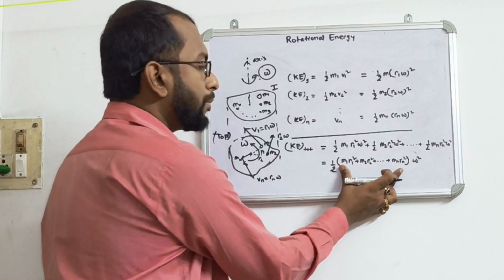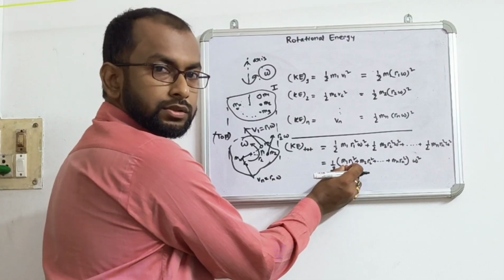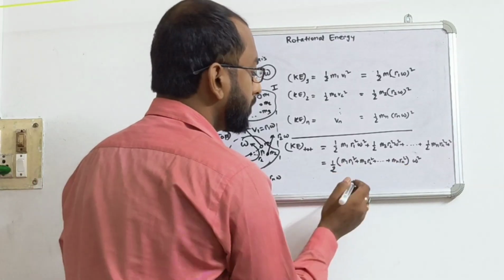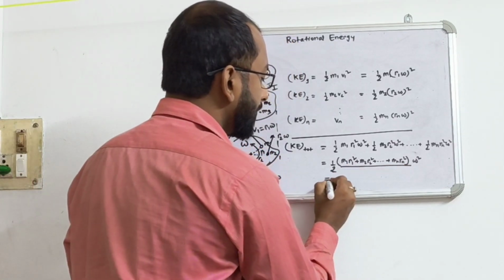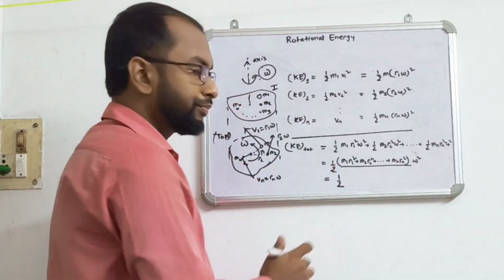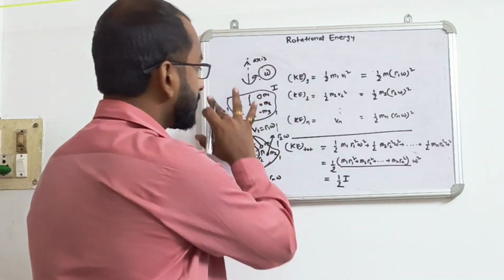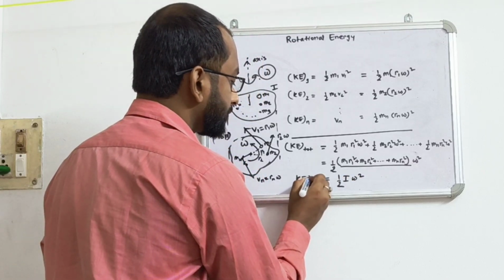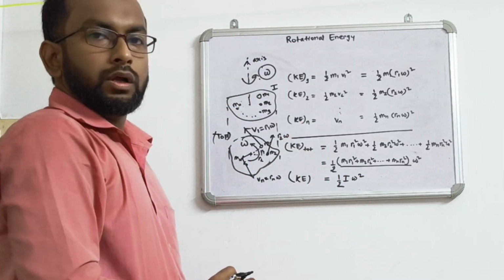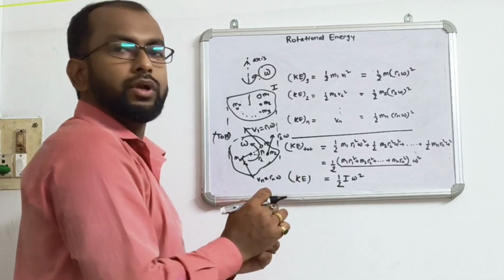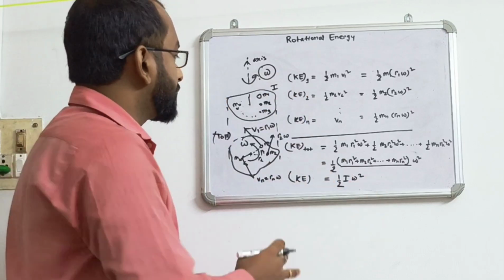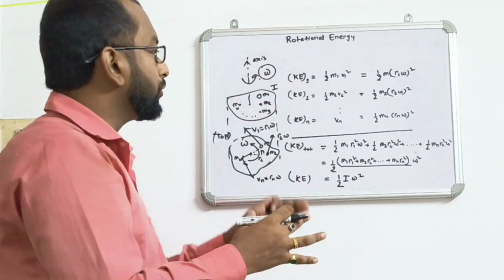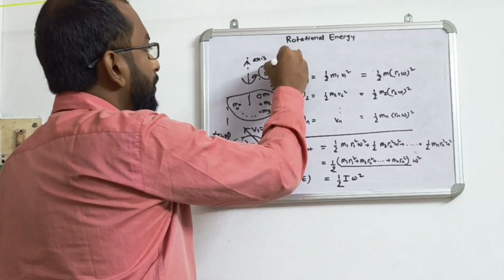Now see, this is the sum of the mass multiplied with the distance square from the axis. This summation is well known to us, that is the moment of inertia for this body. So half of I into omega square, that is the kinetic energy. Now we will not call this kinetic energy, we will call it rotational kinetic energy or rotational energy for a distributed mass body which is only rotating with respect to this axis with angular velocity of omega.